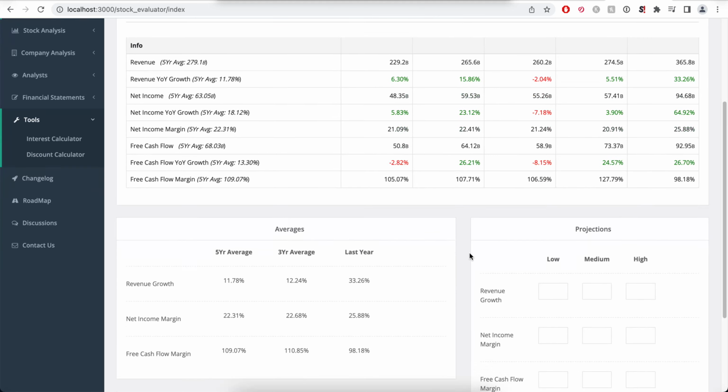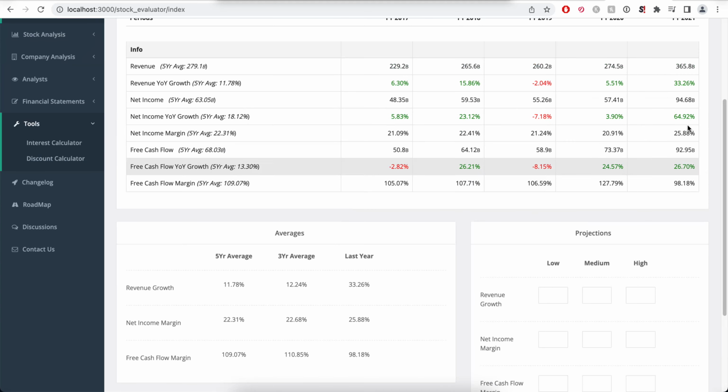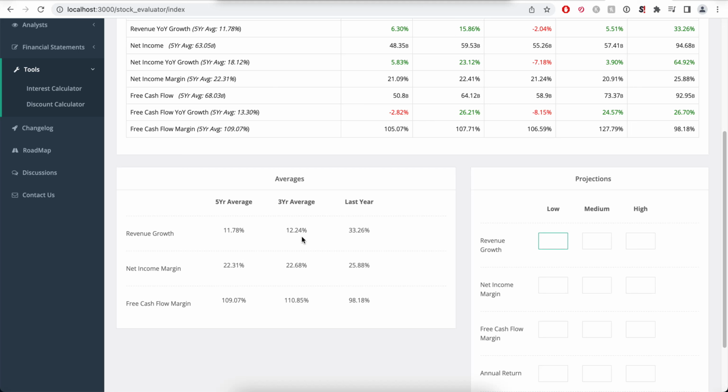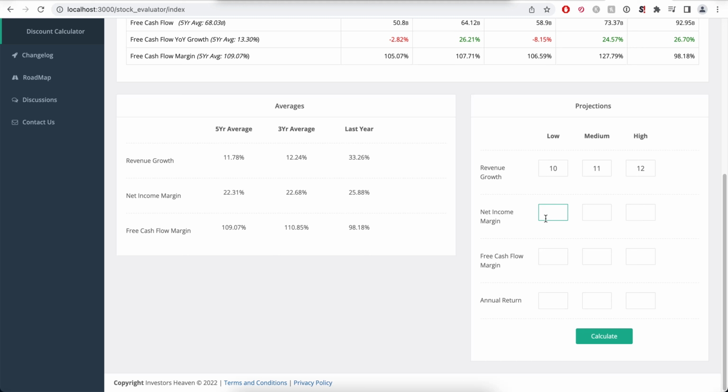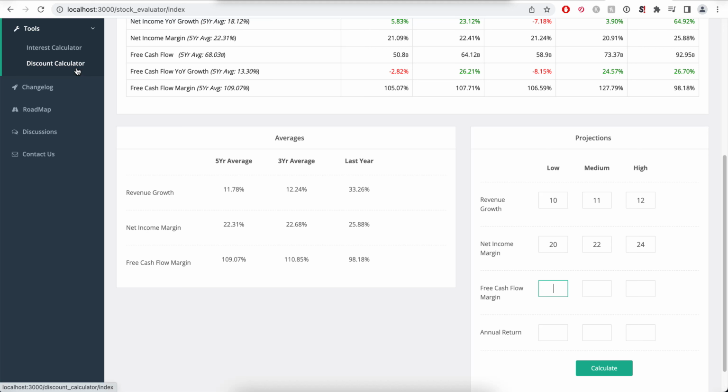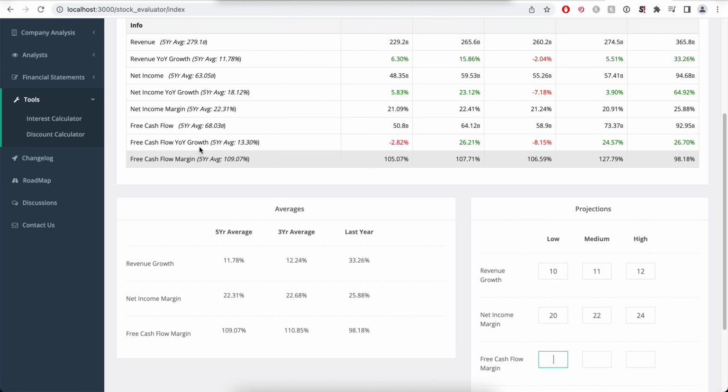And this is exactly what this tool does. So we are projecting that the revenue is going to be growing at a specific rate. Let's just say 10%, 11%, and 12% here, which is based on the historic averages, so it makes total sense. And the margin that the company is going to be generating out of this is going to be 20, 22, and 24. Now again, the whole concept is exactly the same as the discount calculator, but it's more involved because it includes net income, free cash flow, and revenue.